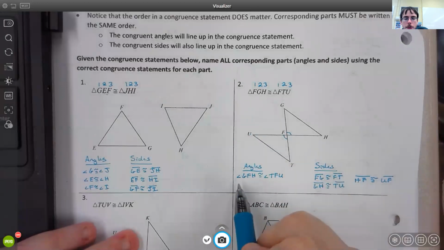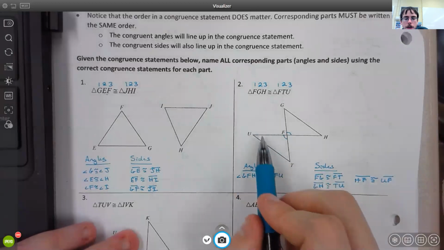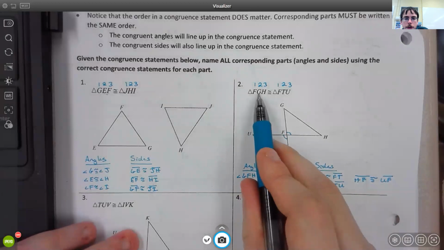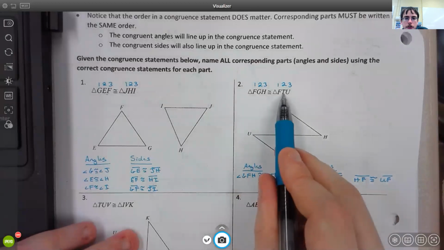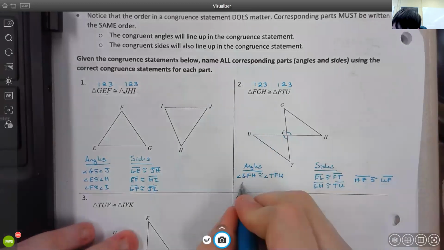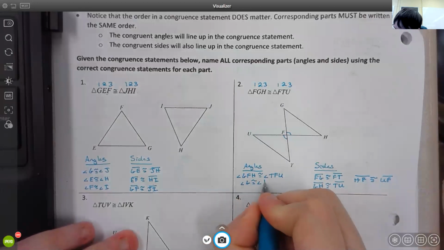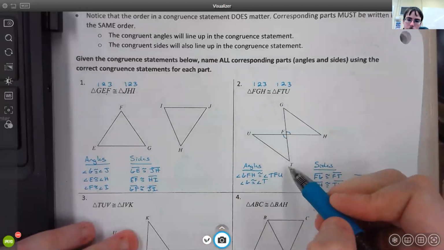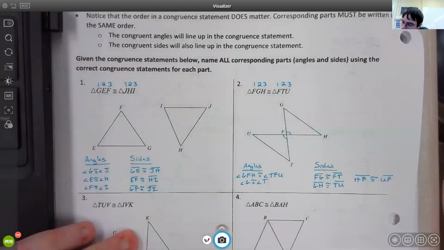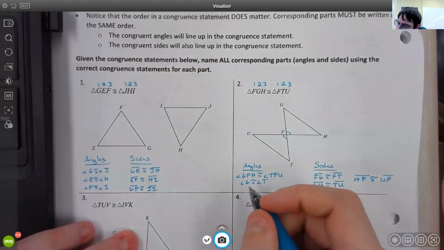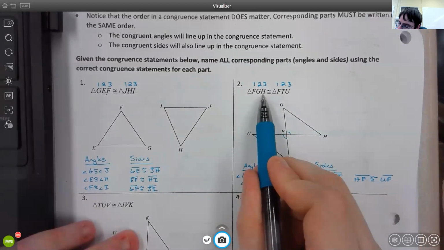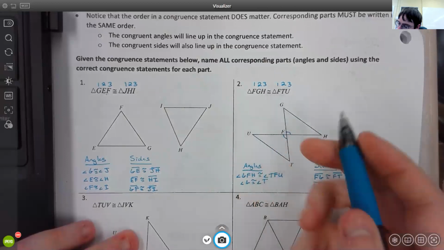All right, next up we're going to see the next bit here. We have position 2, we have G, and then T. So angle G is congruent to angle T. And we can do that because we know that G and T are on separate triangles and there's no shared sides there. And we have H and U.